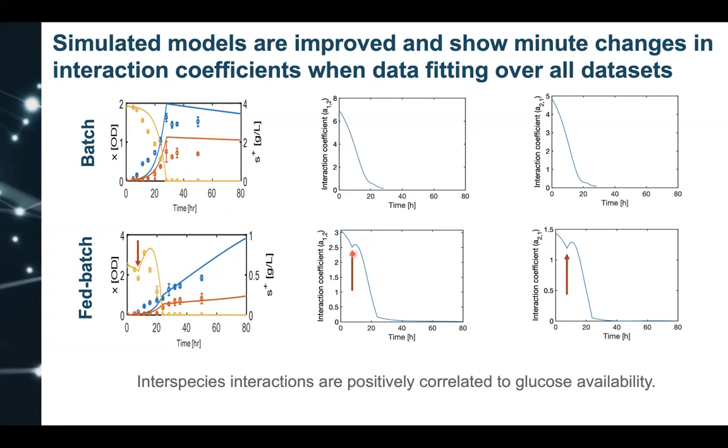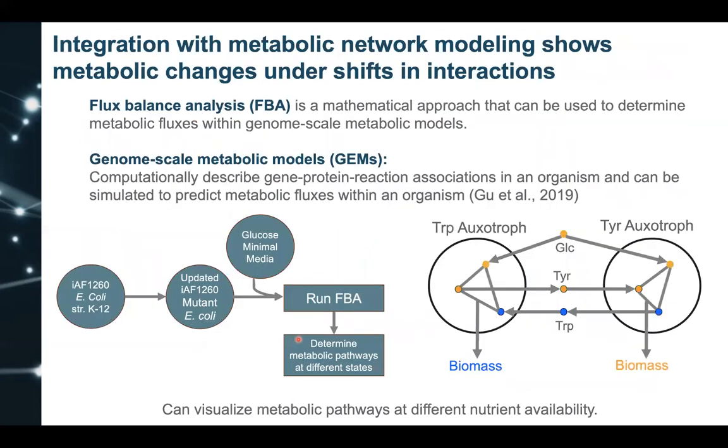And even better yet, if you take a look at this fed batch data at time 7.5, we do see a much better scenario for what's happening with this jump in glucose. And we can conclude that interspecies interactions are positively correlated to glucose availability. This itself is just part of the story.